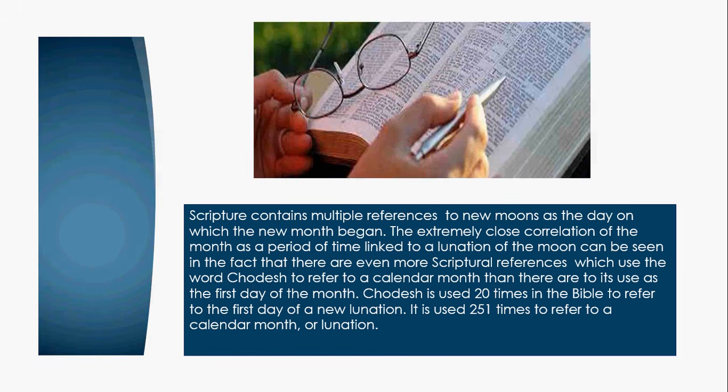So, Scripture contains multiple references to new moons as the day on which the new month began. The extremely close correlation of the month as a period of time linked to a lunation of the moon can be seen in the fact that there are even more scriptural references which use the word Chodesh to refer to a calendar month than there are to its use as the first day of the month. Chodesh is used 20 times in the Bible to refer to the first day of the new lunation, and it's used 251 times to refer to a calendar month or lunation.